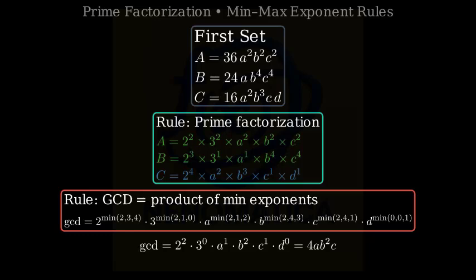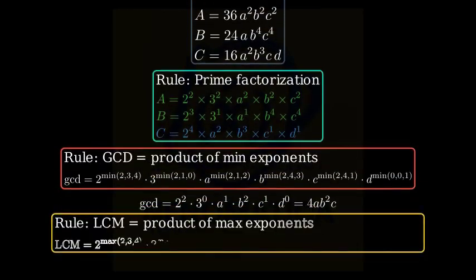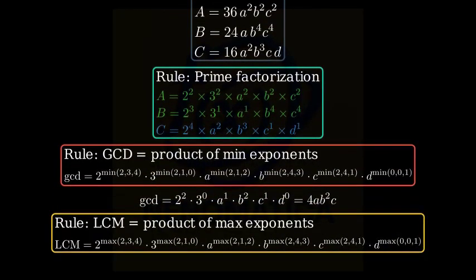Step 3. Least common multiple. The least common multiple is the product of the maximum exponents across all factors that appear. So we take 2 to the maximum of 2, 3, and 4, 3 to the maximum of 2, 1, and 0, a to the maximum of 2, 1, and 2, b to the maximum of 2, 4, and 3, c to the maximum of 2, 4, and 1, and d to the maximum of 0, 0, and 1.